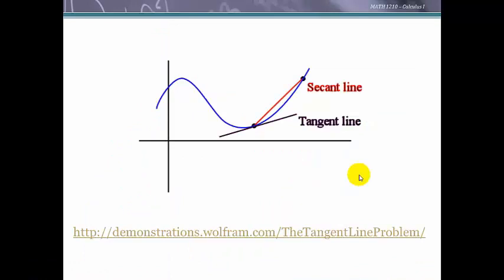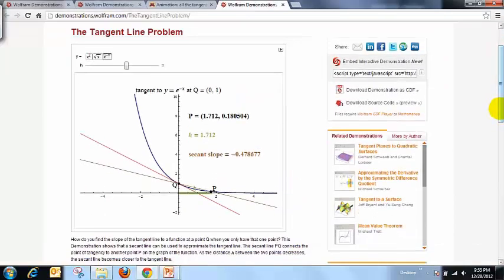So remember, we have 2 kinds of lines. A secant line is a line that would join 2 points on the curve, and a tangent line is what we're looking to try and define. We are just looking at a particular point. We'll call that point P when we're talking about the tangent line. So let's look so we get an idea of how we might define this tangent to the curve.